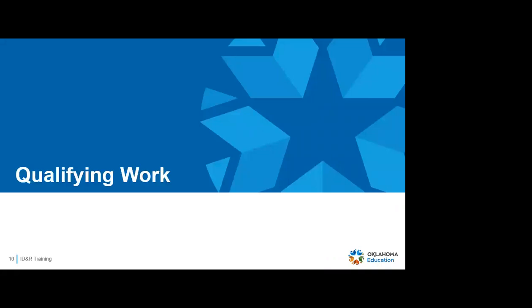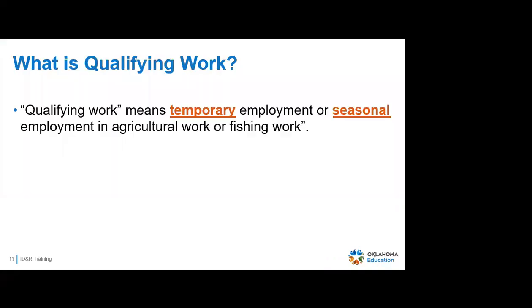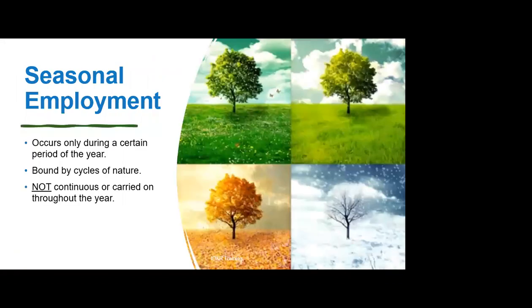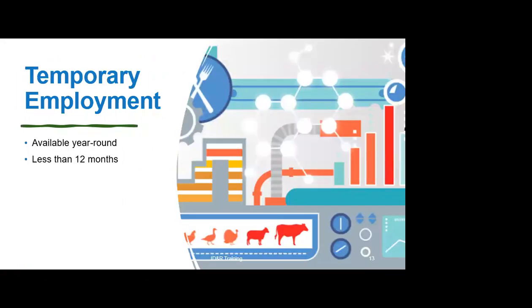Let's look at qualifying work. Qualifying work means temporary employment or seasonal employment in agriculture work or fishing work. Seasonal employment occurs only during a certain period of the year. It's bound by cycles of nature, and it's not continuous or carried on throughout the year. Temporary employment, however, is available year-round and is less than 12 months.